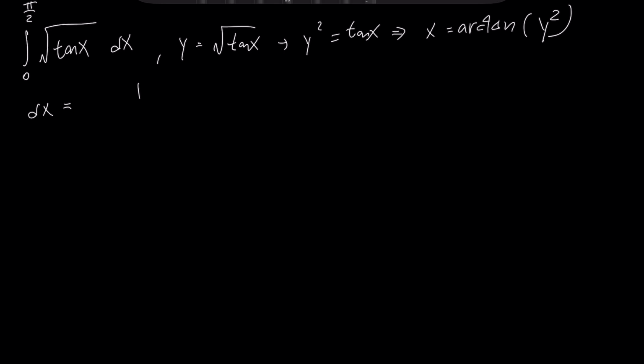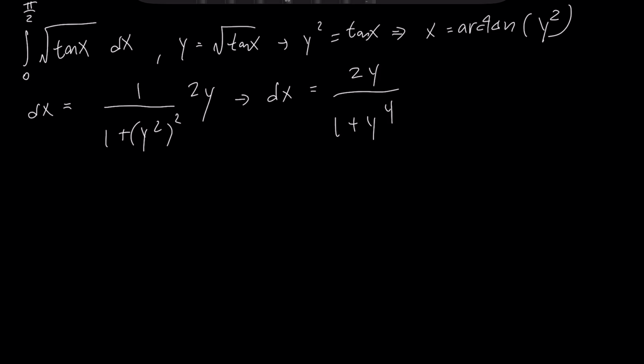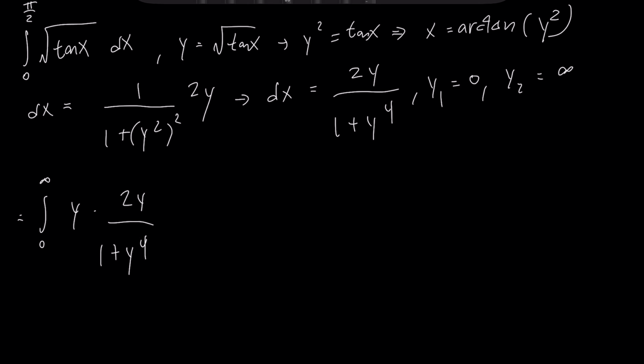And that means that dx equals 1 over 1 plus y squared, and the derivative of y squared is 2y. So we have dx equals 2y over 1 plus y to the fourth, and the bounds of integration, y1 will be 0 and y2 will be positive infinity. So it's equal to the integral from 0 to infinity of y times 2y over 1 plus y to the fourth dy, which is twice the integral from 0 to infinity of y squared over 1 plus y to the fourth dy.